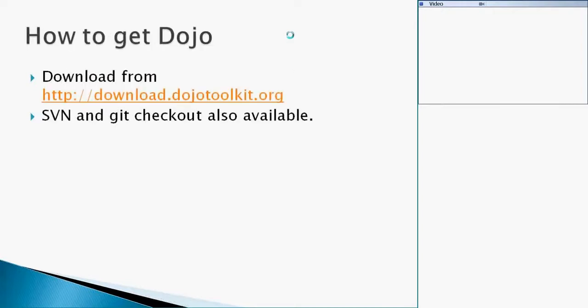So how do you get Dojo? The website dojotoolkit.org is where you can go and download. You can download the release version, you can download the source, and you can also do an SVN checkout. You can also get a compressed one and the source one, which you can build yourself.